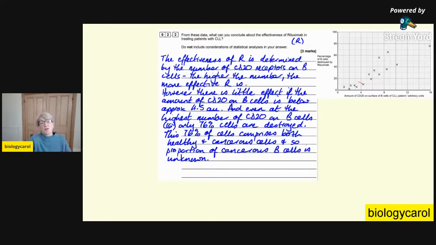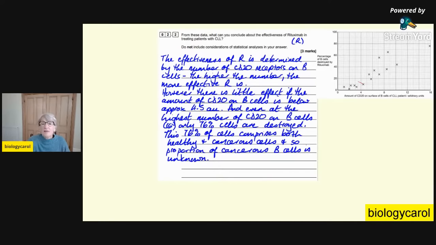However, there is little effect on the amount if the amount of CD20 on B cells is below approximately, and I looked at this quite carefully, 4.5 arbitrary units, AU. And then I'm kind of going, okay, let's just take a step back. This is about treating cancer. Ideally, we want to kill off every flipping cancer cell. And here we go, noticing that actually at the top here, we've only got about 80%, looking at the graph carefully, 76% of the cells are destroyed.